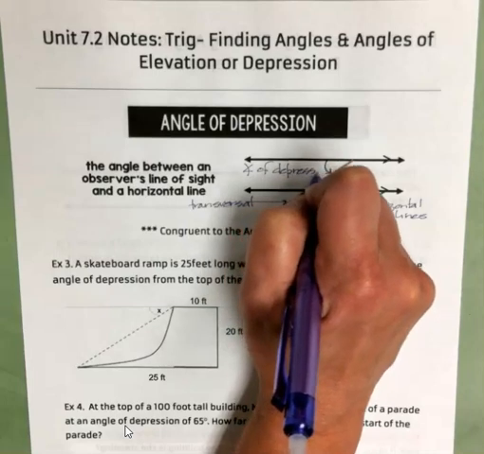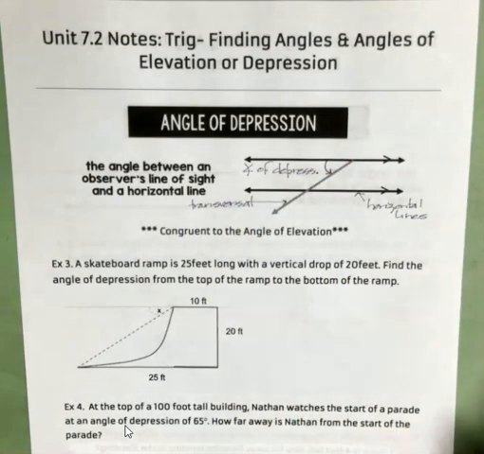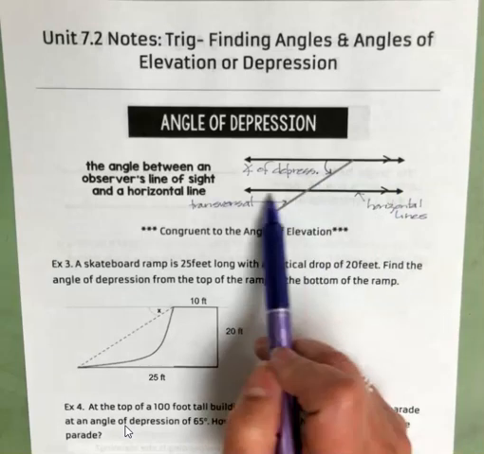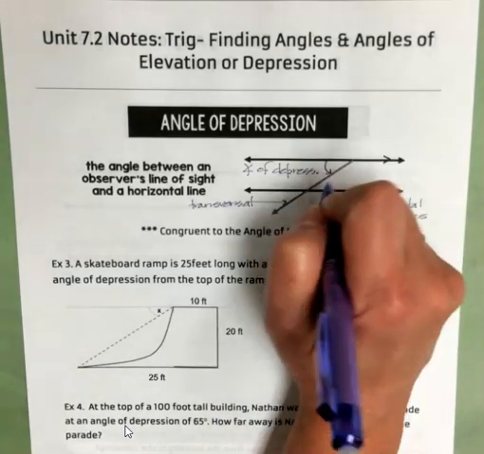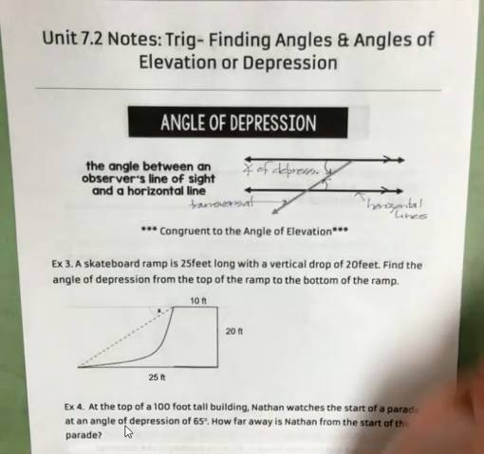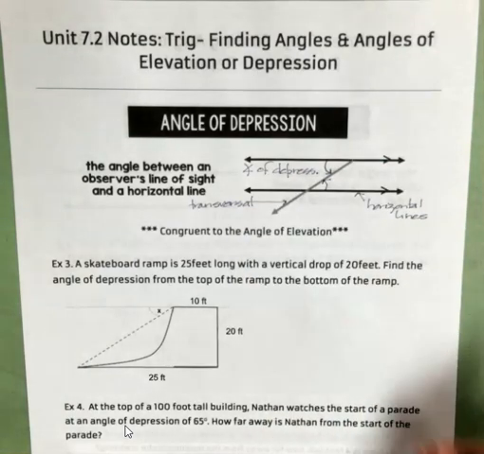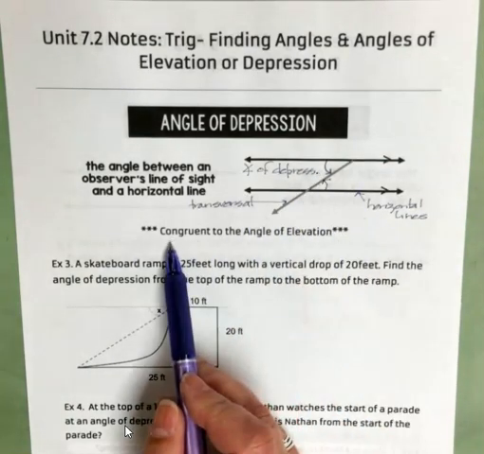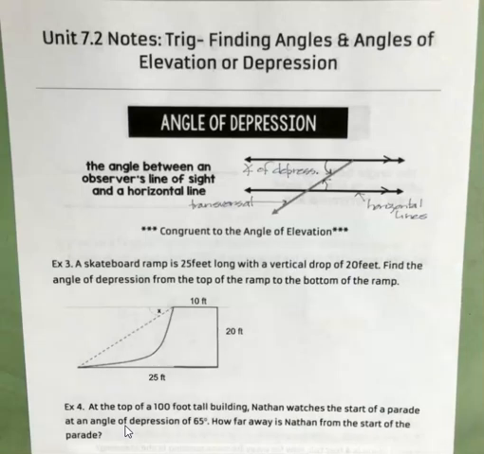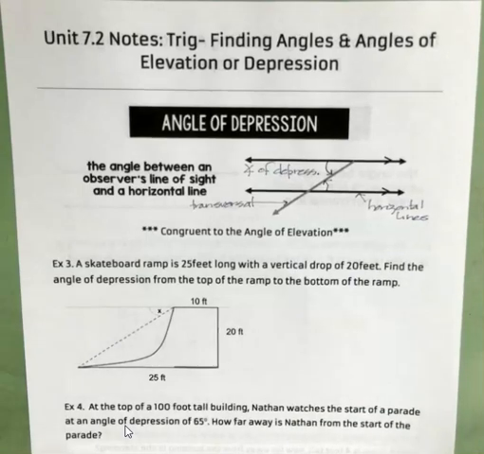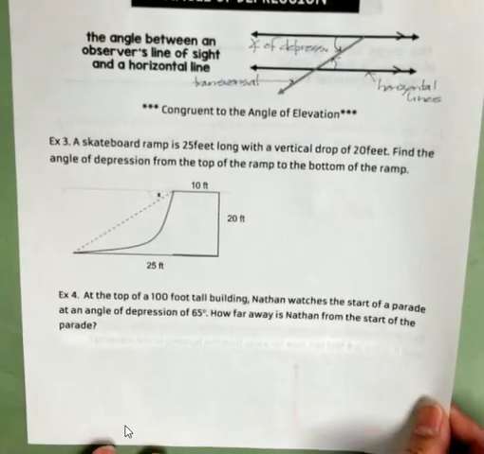I'm going to abbreviate that. And what I want you to observe is, since these are parallel lines cut by a transversal, we have alternate interior angles. So your angle of depression is also congruent to the angle of elevation. And this will come into play to maybe help you set up your problems a little bit easier. So let's look at example 3.